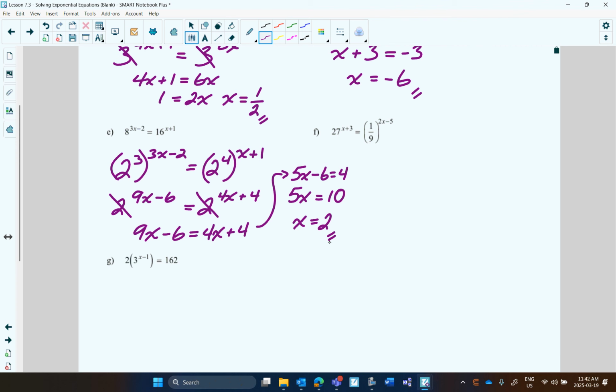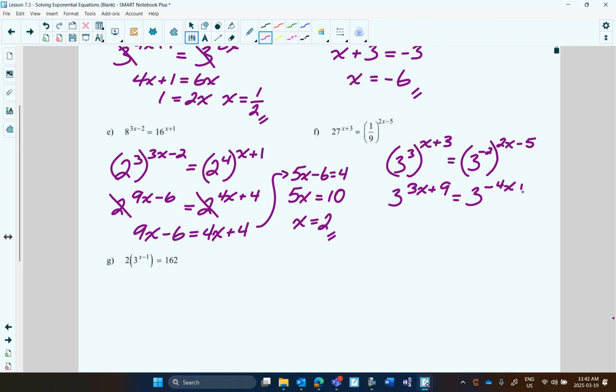Change the base to 3. So 3 to the 3rd, and I have to raise it to the x plus 3, and then 3 to the negative 2, and I have to raise it to the 2x minus 5. So it's very similar to the last question. Just be careful with this negative. 3 to the 3x plus 9 equals 3 to the negative 4x plus 10.